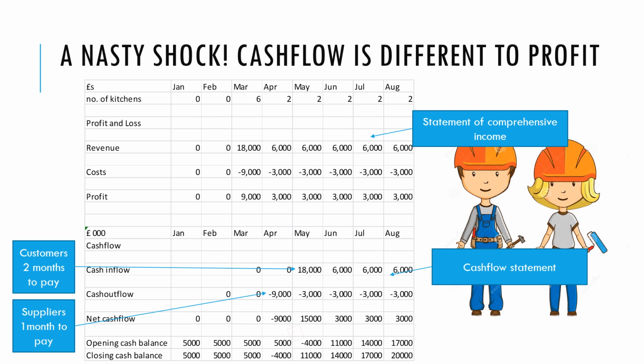Now, all of a sudden, we have a bit of an issue here. The closing balance is £4,000, minus £4,000. Is that possible? They're trying to pay out £9,000, but they've only got £5,000 in the bank.